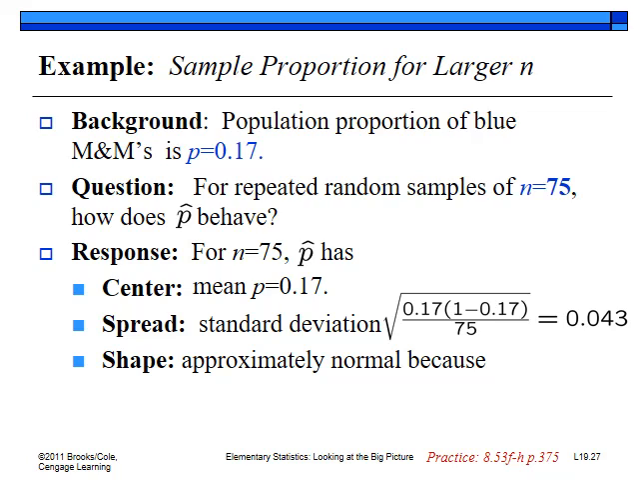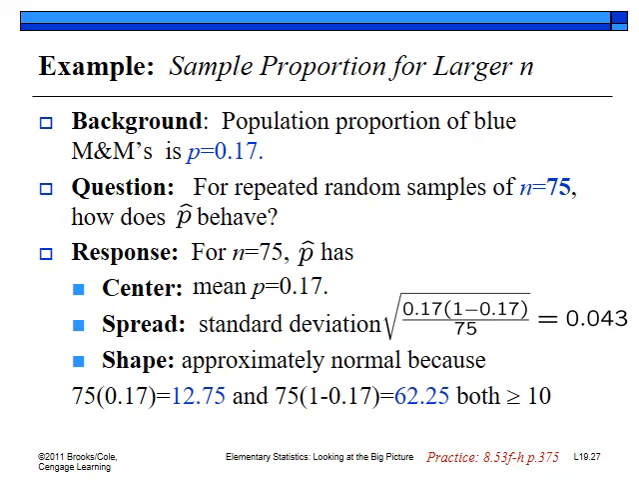Now, what about the shape? We do satisfy the criterion now for approximate normality because n times p is now 12.75. That's bigger than 10. And n times 1 minus p is far, far bigger than 10. So we're good there. We can use the normal distribution to approximate some probabilities.